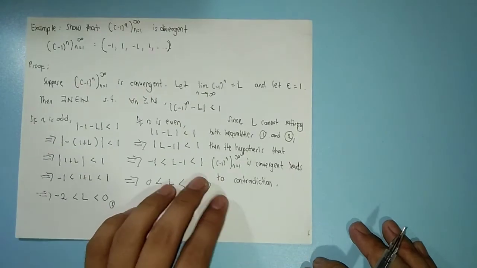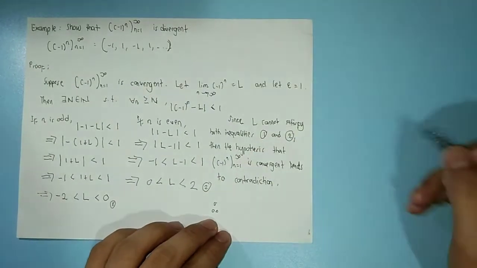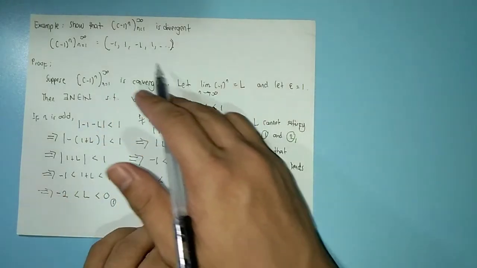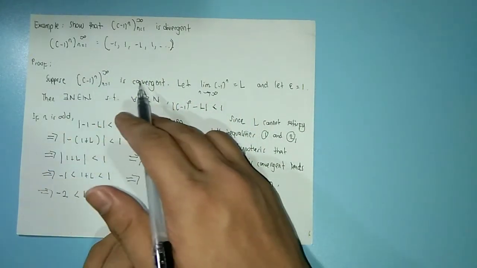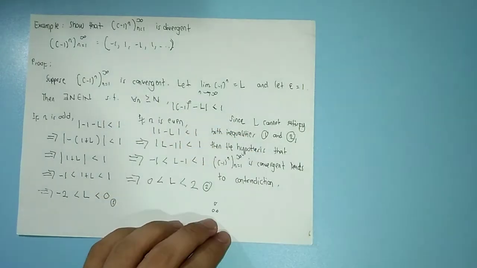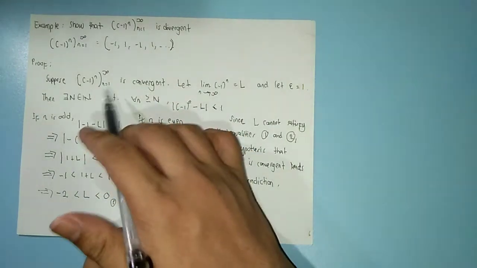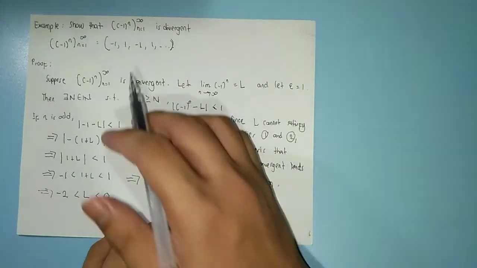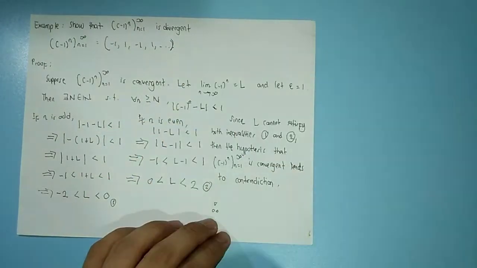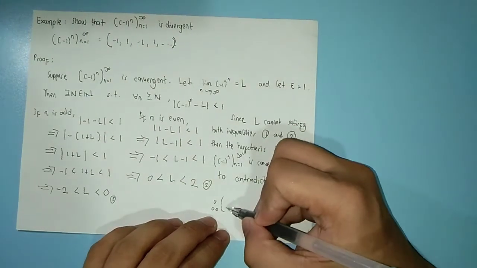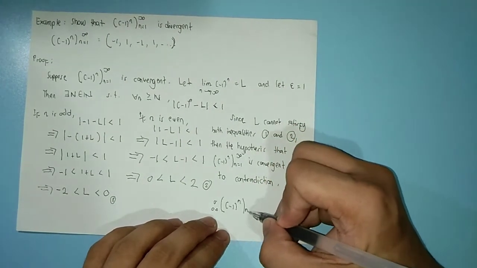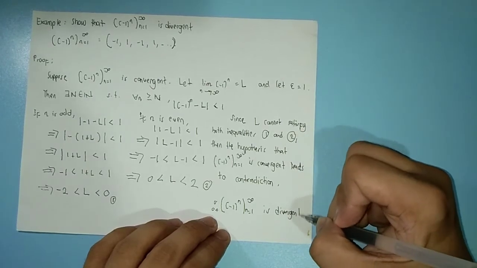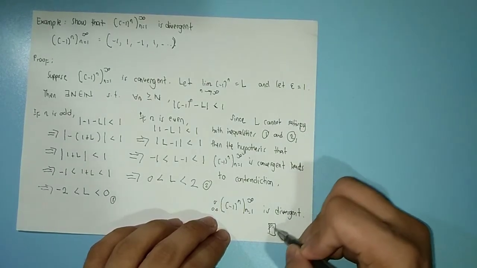Okay? So therefore, kung nakakapag-produce ng contradiction yung ating hypothesis ng sequence na to ay convergent, so mapo-force tayo na tanggapin na yung sequence na to ay divergent by definition of divergent sequence. Kasi kung hindi siya convergent, that is divergent. So therefore, the sequence negative 1 raised to n from 1 to infinity is divergent. And this is done.